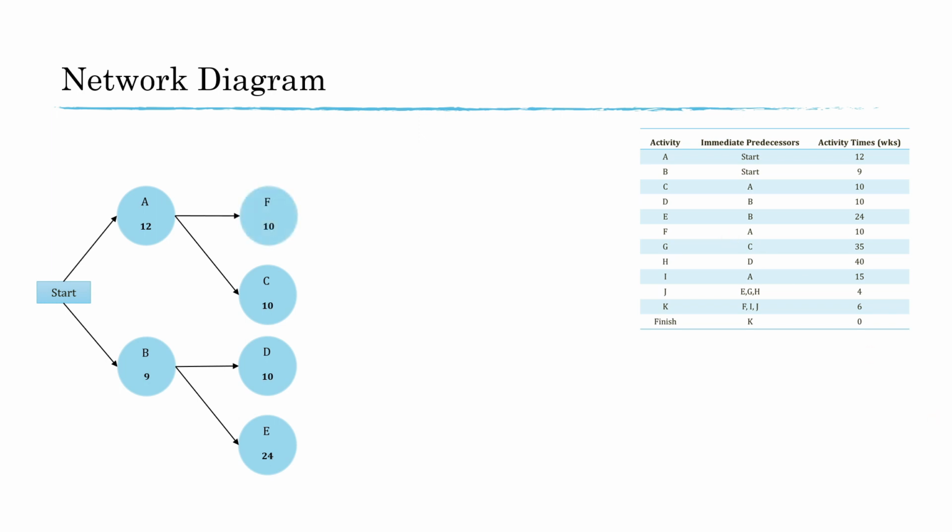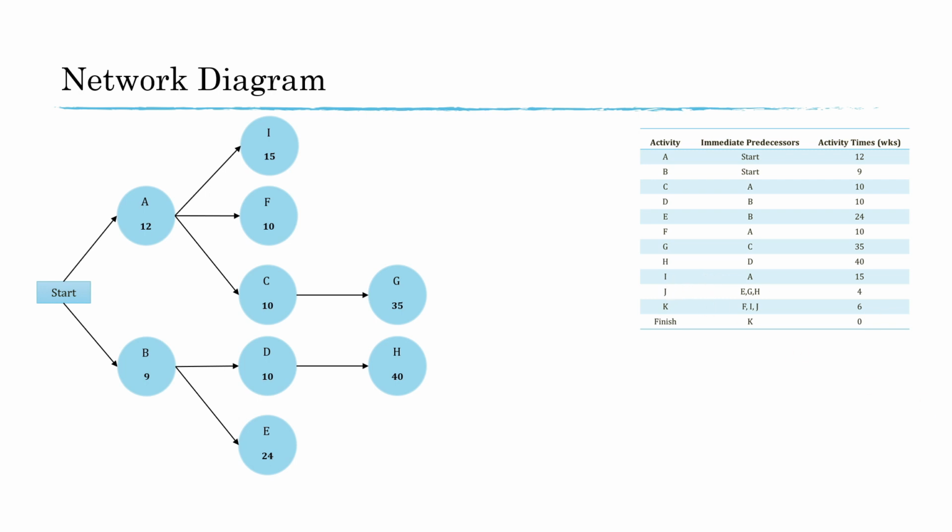For activity G, C is the immediate predecessor. Since we have already completed activity C, we can start activity G. Next, we draw activity H, which has D as its predecessor. The activity I is next to draw with A as its predecessor, and we have this information from this table.